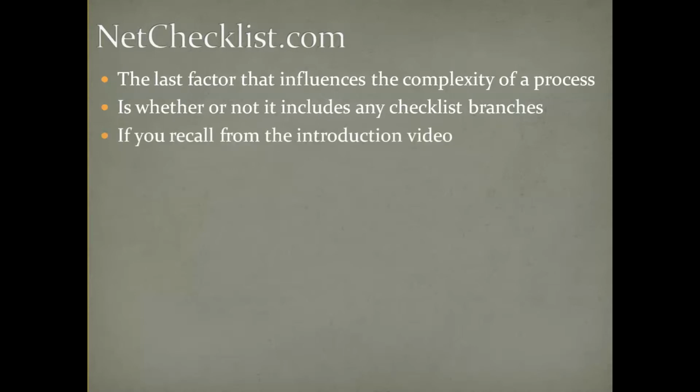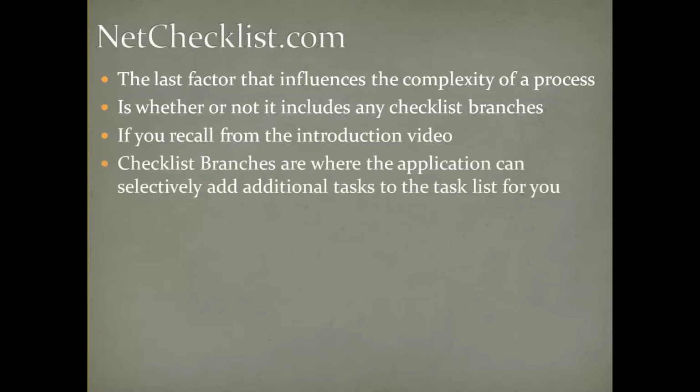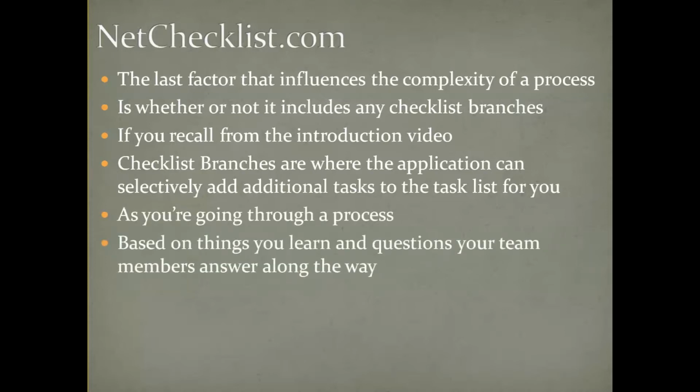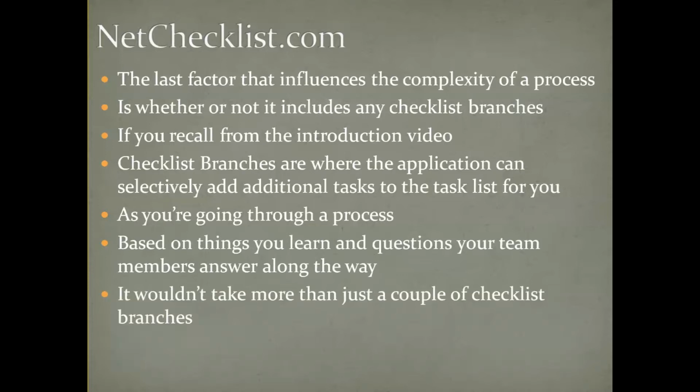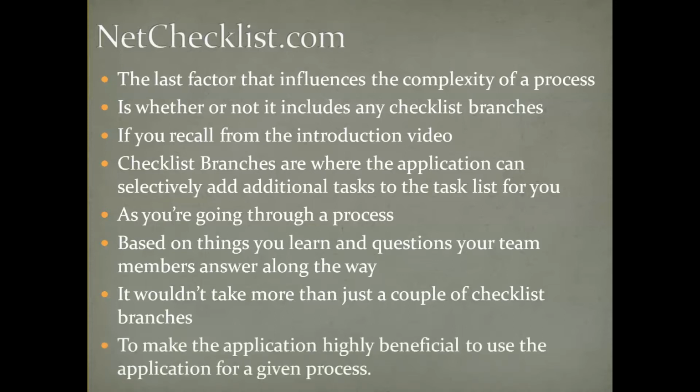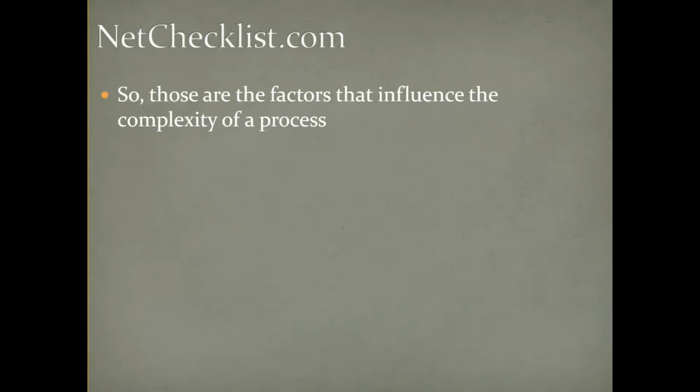The last factor that influences the complexity of a process is whether or not it includes any checklist branches. And if you recall from the introduction video, checklist branches are where the application can selectively add additional tasks to the task list for you as you're going through a process based on things you learn and questions your team answer along the way. Now, it wouldn't take more than 1 or 2 checklist branches to make the application highly beneficial to use for a given process. So those are the factors that influence the complexity of a process.